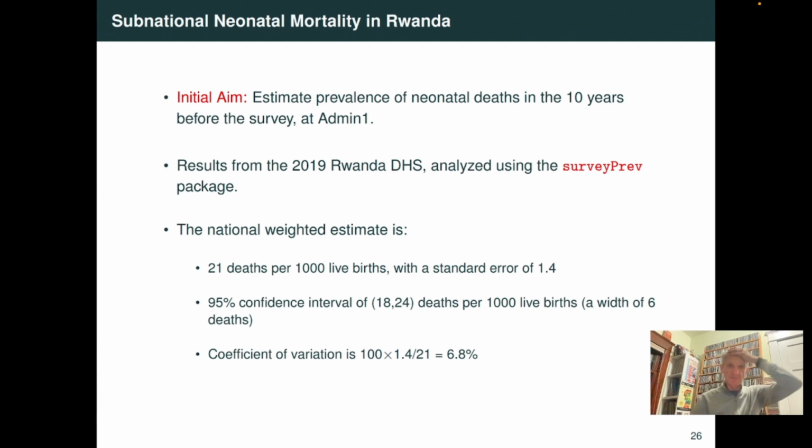They can also be done with the SurveyPrep package, but just to give some context, the national weighted estimate in Rwanda is 21 deaths per 1,000 live births, so that's 0.021 in terms of a prevalence. And the standard error is 1.4, which is quite small, which we'd expect because it's a national estimate, so it's based on all of the data. The 95% confidence interval is 18 to 24 deaths per 1,000 live births, which is a width of 6. And the coefficient of variation, if we divide 1.4 by 21 and multiply by 100, we get just under 7%. So that's a very low coefficient of variation, a highly precise estimate at the national level. So that gives us a context now.